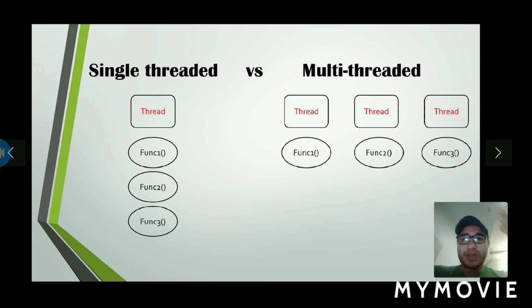So let's assume we have a program which has three independent functions, function 1, function 2, and function 3. In single-threaded architecture, it will go function by function or instruction by instruction. In multi-threaded architecture, every thread will execute one of them. So thread 1 function 1, thread 2 function 2, thread 3 function 3. It's so simple like that.